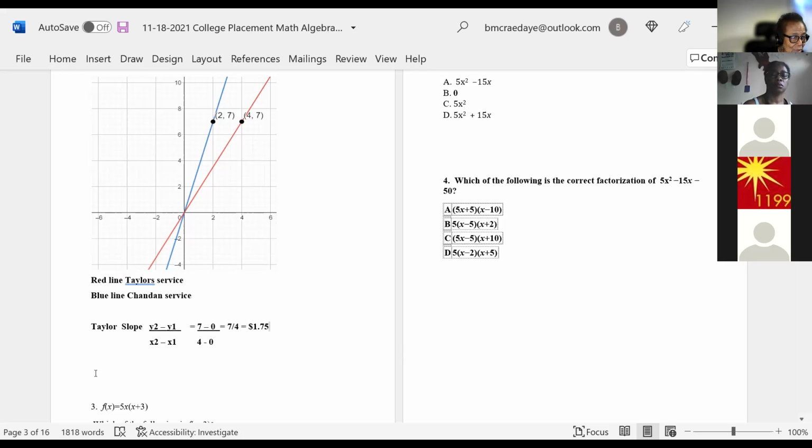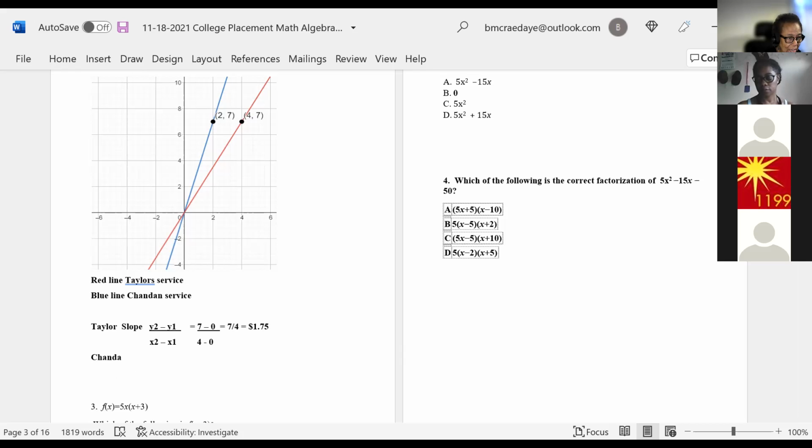Now let's go to the Shandon service. How did you get 1.75? I divided 7 by 4. You get 1.75.